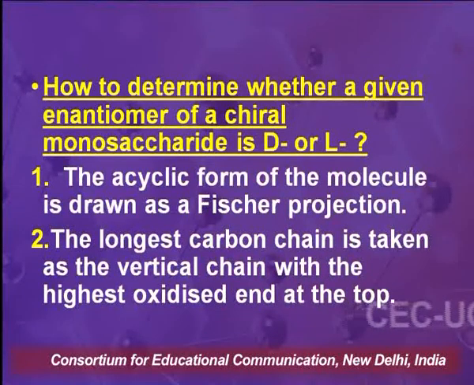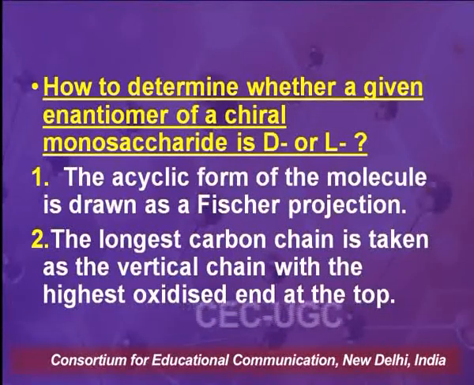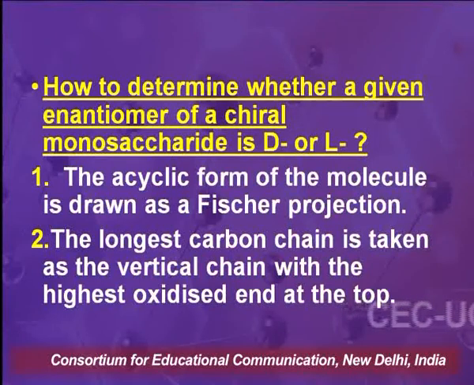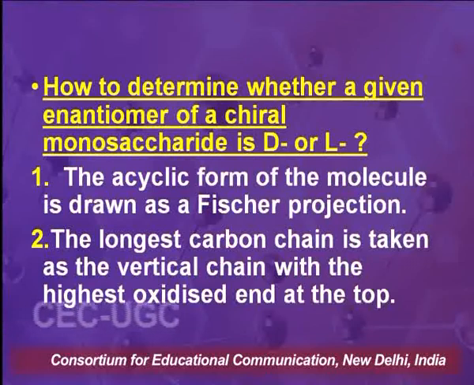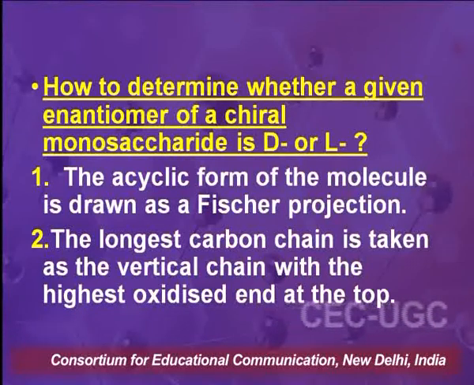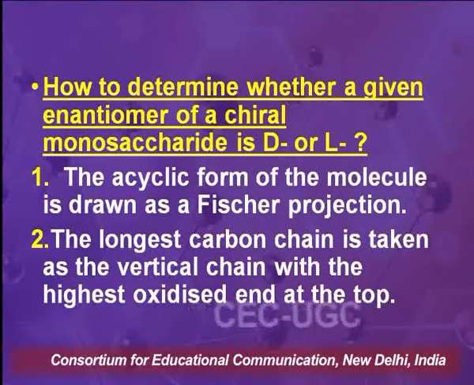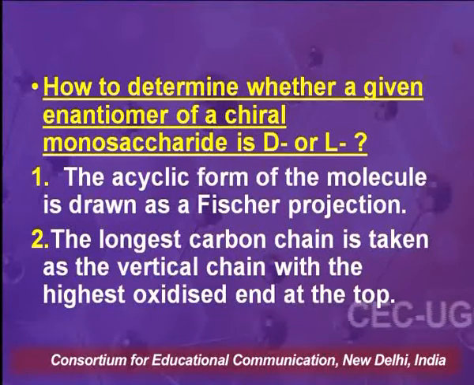So when I talk of molecules, what am I referring to here? The enantiomers of chiral monosaccharides, right? So now how do we determine whether the given enantiomer of a monosaccharide has D or L configuration? Our first objective is to draw the given structure in Fischer's projection. So how do we draw a Fischer's projection?